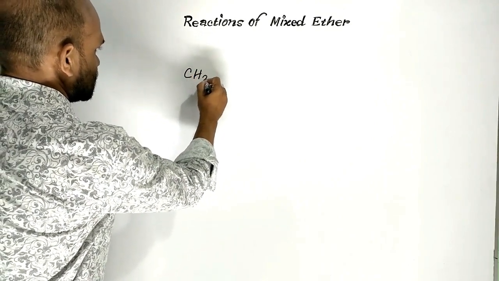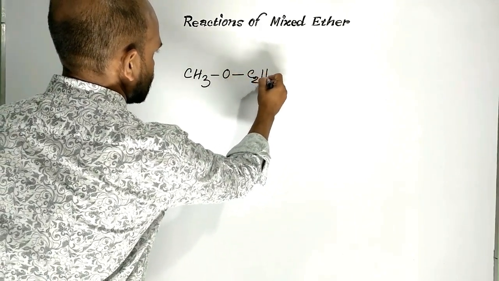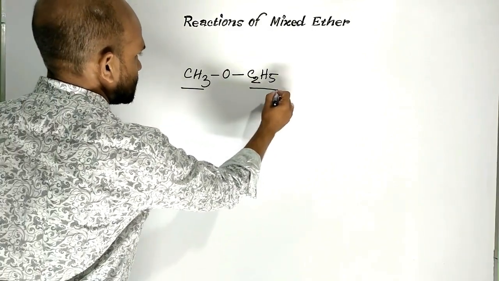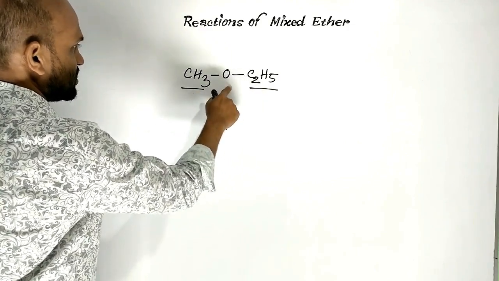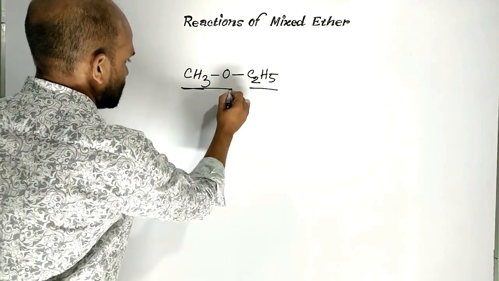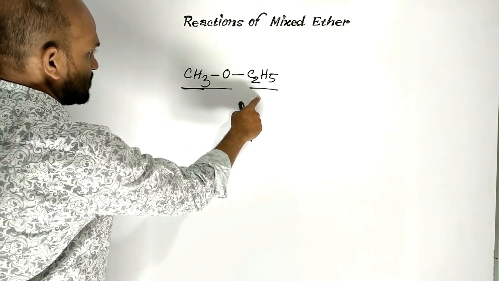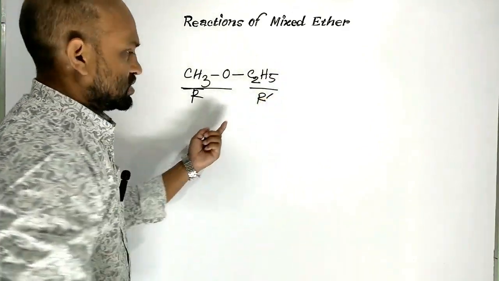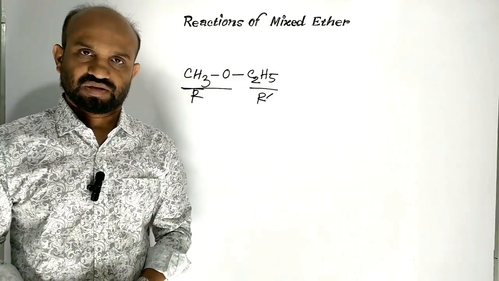CH3, oxygen, C2H5. Methyl group, ethyl group. Its name is ethyl methyl ether, or this is also known as methoxyethane. Two different alkyl groups. Based on this matter, this is a kind of mixed ether.